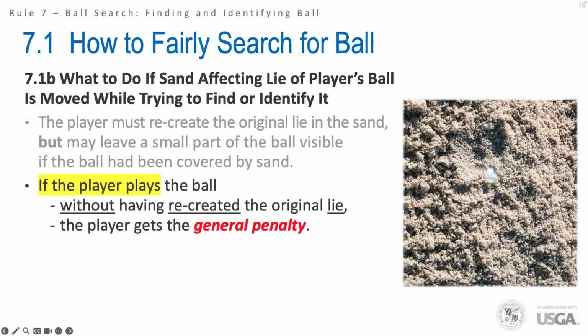But if you play your golf ball without having recreated the original lie, so if you just play it with it all exposed, you're going to get the general penalty. So again, the rules want us to make sure that we're getting the golf ball back to how it was before we found it.